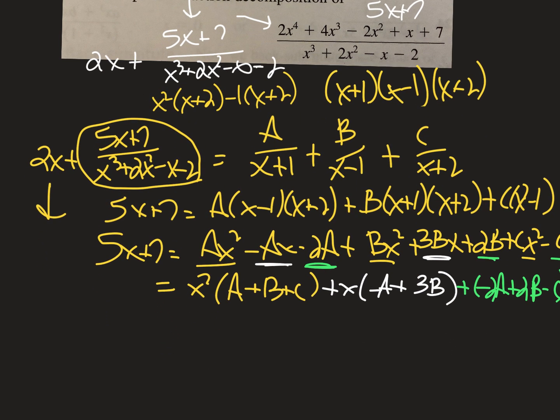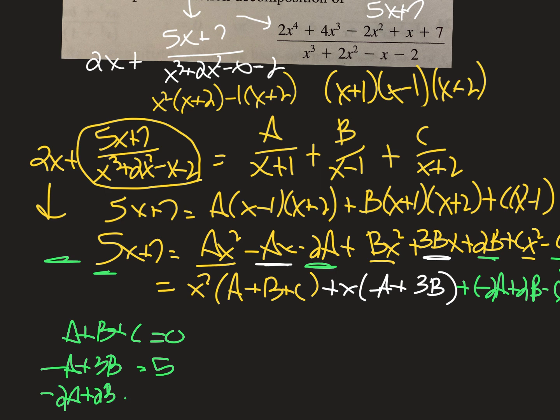All right, so here's where I get to. My system is going to be A plus B plus C has to equal 0 because there's no x squared over here. Negative A plus 3B is going to equal 5 because that's the coefficient on the x over there. And negative 2A plus 2B minus C is going to equal 7 because that's the constant term over there. Now, to save time on the video, I'm going to go ahead and just solve this real quick, just tell you the answer. The A term should be 2. When you solve it, the B is going to be negative 1, and the C is also going to be negative 1.